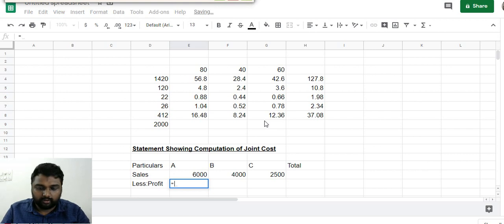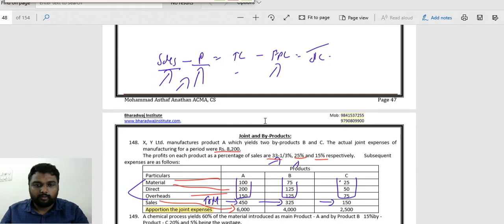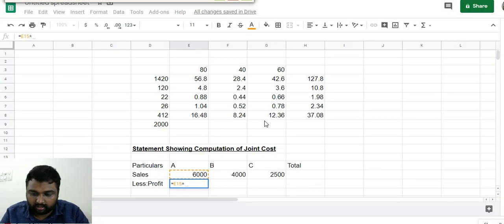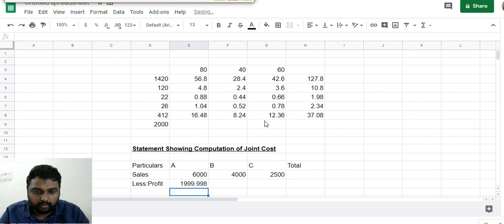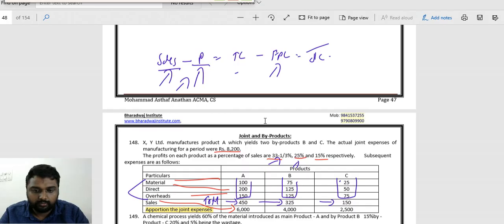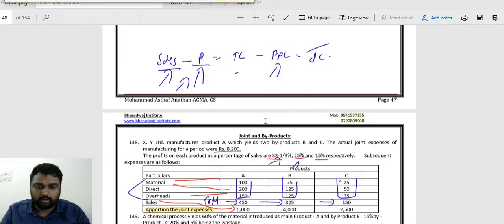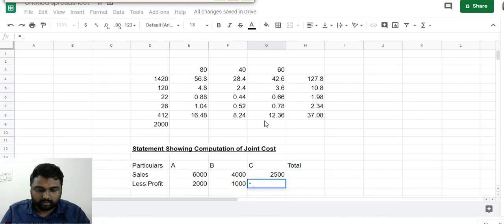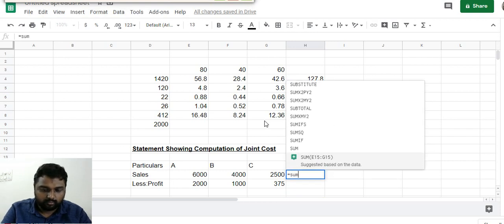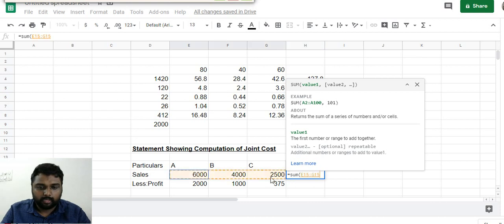So what is the profit? For the first product, the profit margin is 33.33 percent, which will be 2,000. Second product, it is how much? 25%. Third product, it is what? 15%.